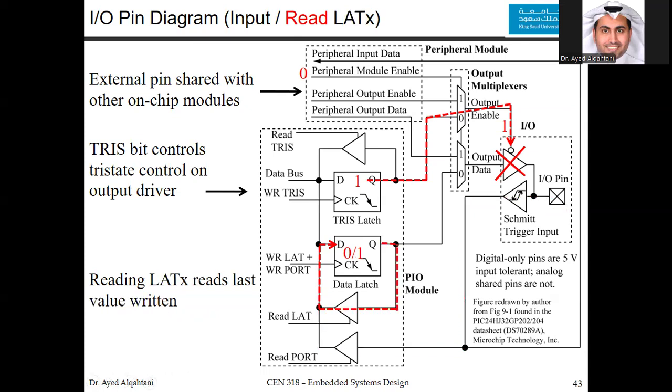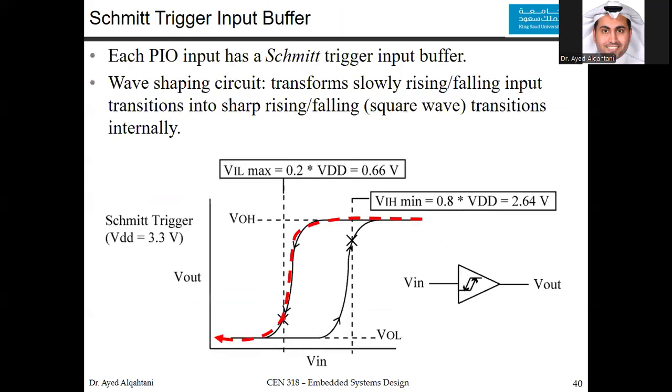Now, reading the latest value, the LAT value, you are doing the same thing as for the trace, but now you don't read the pin. You activate the other buffer. You want to read the latest value. Whatever value you have in the latch, you will feed it back again here. From this discussion, we know that there is a difference between LAT A and PORT A, or LAT B and PORT B. They are different, and this is what we said at the beginning.